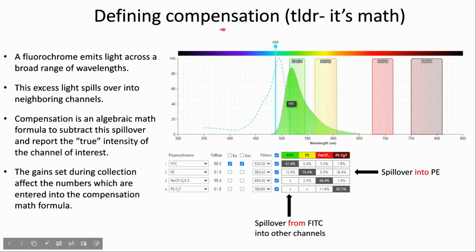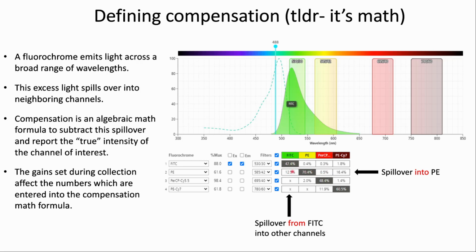Compensation ultimately is math to identify the true fluorescent values of a particular fluorochrome. A fluorochrome will emit light, and it will emit light across a broad range of wavelengths, not limited by the detector which you are looking at. For example, here we have FITC, which is detected in the first channel centering on 530 nanometers. However, the FITC molecule emits light all the way out to 650 nanometers. Some of this light then spills over and is detected by the neighboring PE channel.